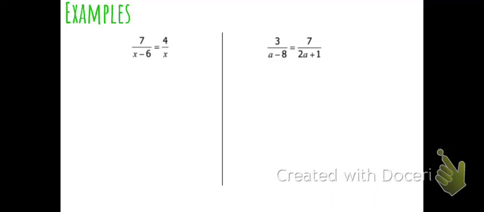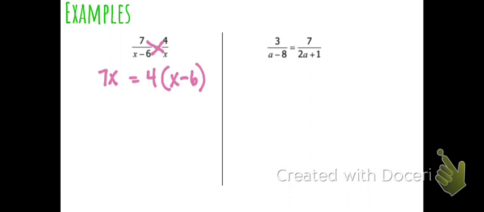Here I'm going to go over solving rational equations that doesn't involve using the FOIL method or factoring. So these rational equations I'm showing you are just proportions where you can cross multiply. So if we multiply diagonally, this gives us 7x, and this would give us 4 times x minus 6. Now we need to solve this equation.